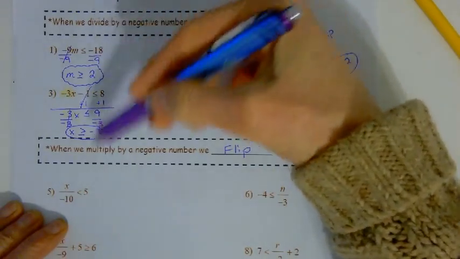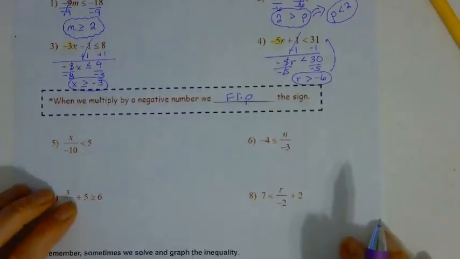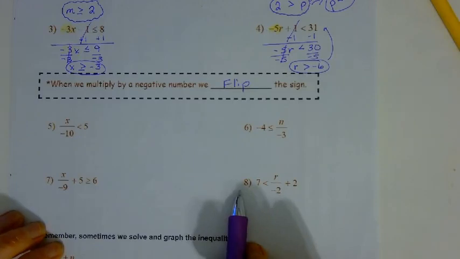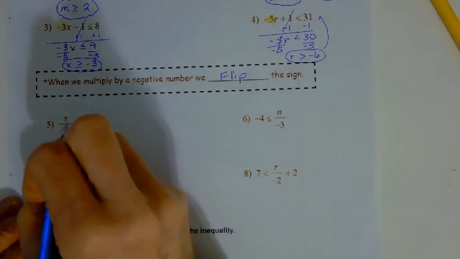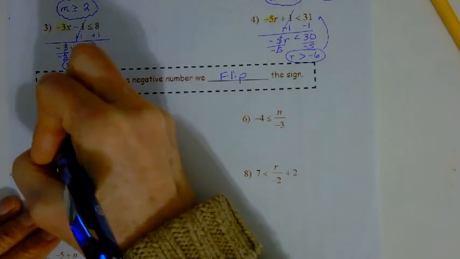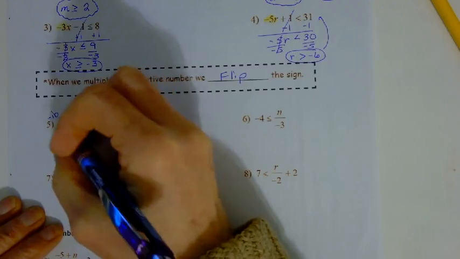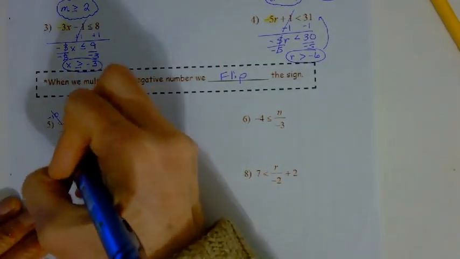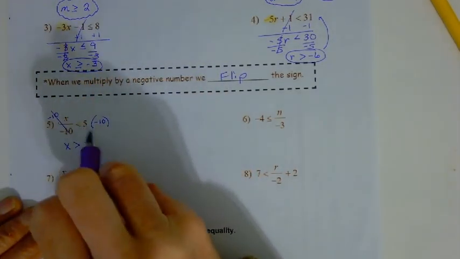So in numbers 5 through 8, to solve these inequalities, we're going to end up having to multiply at some point by a negative. So we have x divided by -10, so we're going to need to multiply by -10 to cancel that. So we're multiplying both sides by -10. Well, we're multiplying by a negative, so we're going to need to flip that sign. So we get x, now flip that sign, and then 5 times 10 is 50. And it's 5 times a negative, so it's -50.